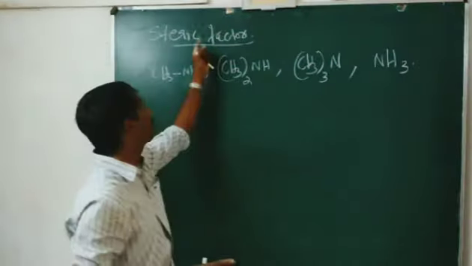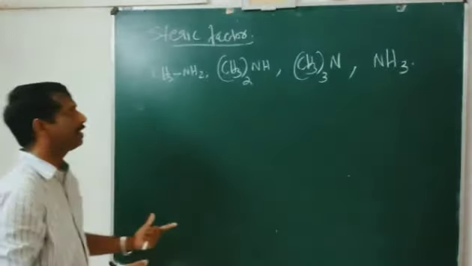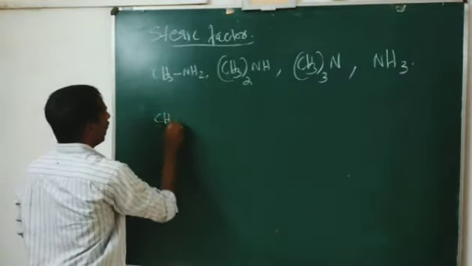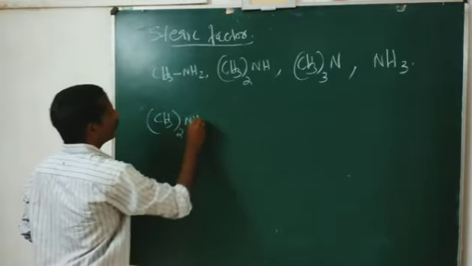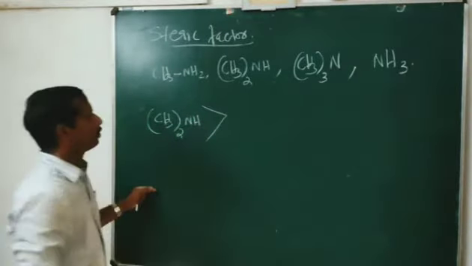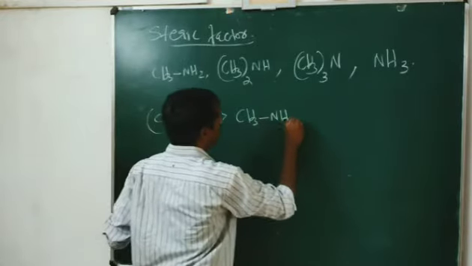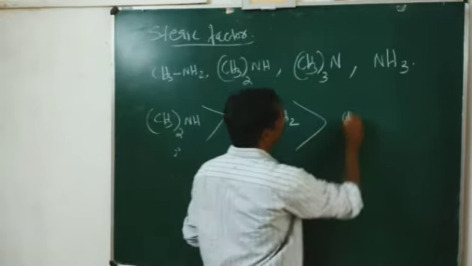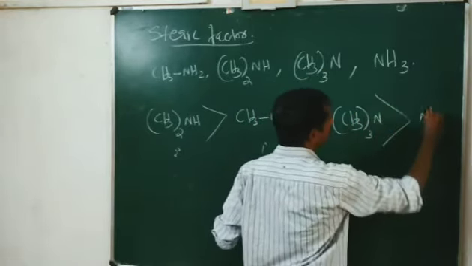Okay, now we are comparing the steric factor. When you compare the steric factor, we can see that the most basic is (CH3)2NH. Then you can see that CH3NH2 is primary, this is secondary, then this is primary, and only then will come tertiary, (CH3)3N, and the least basic is NH3.